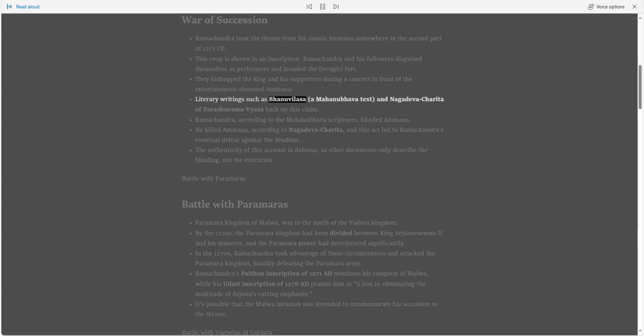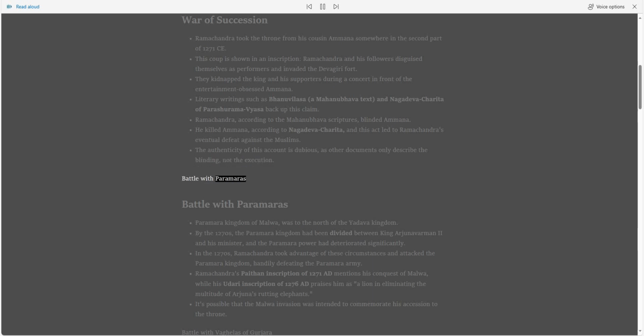Literary writings such as Bhanuvilasa, a Mahanubhava text, and Nagadevacharita of Parashuramavyasa back up this claim. Ramachandra, according to the Mahanubhava scriptures, blinded Amana. He killed Amana, according to Nagadevacharita, and this act led to Ramachandra's eventual defeat against the Muslims. The authenticity of this account is dubious, as other documents only describe the blinding, not the execution.